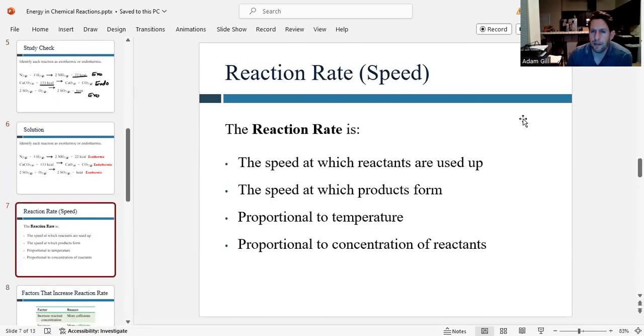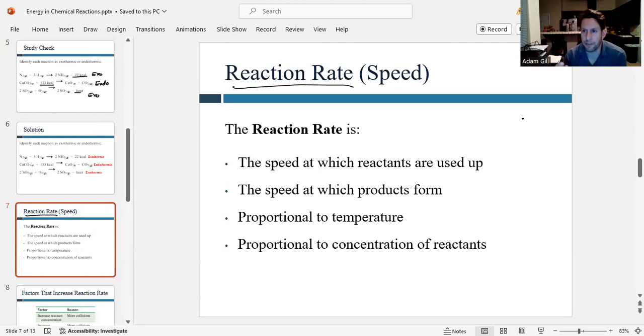Next thing we're going to talk about is reaction rate. When we say reaction rate, we mean how fast the reaction is occurring. Some chemical reactions are really, really slow. Like, how long does it take for a metal tool to rust? It gets rained on, it doesn't rust overnight. Maybe if it gets left outside for weeks or months, then you start to see the rust. So that would be a slow reaction rate.